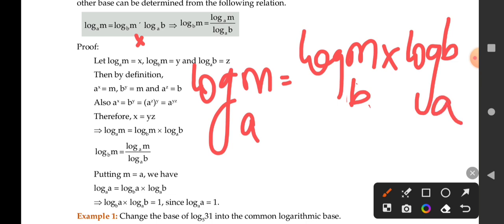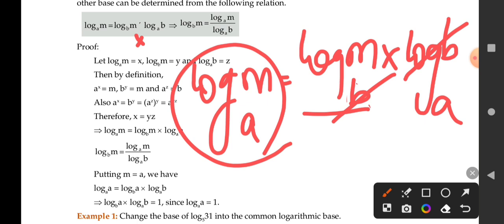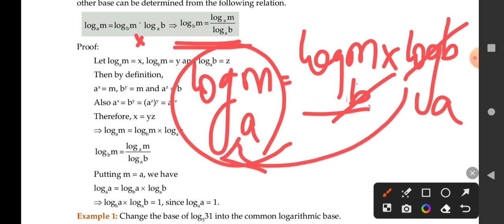To the base a. Let me read it again. Log m to the base a is equal to log m to the base b and log b to the base a, both multiplied. So these b and b get cancelled. So you are left with log m to the base a. Also implied that log m to the base b will be log m to the base a divided by log b to the base a.